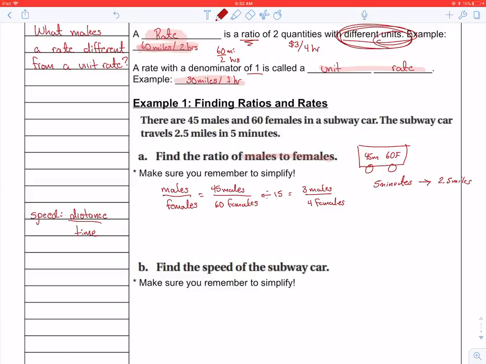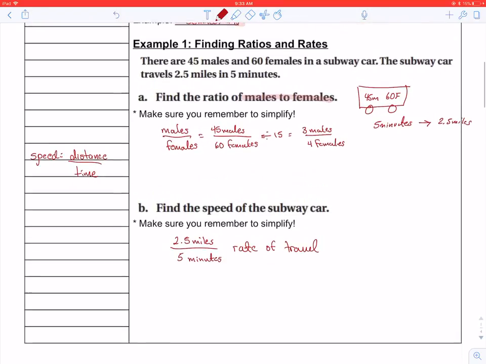And here in this scenario, our distance is 2.5 miles, and the time that it took to travel that 2.5 miles was 5 minutes. And so this would be considered my rate of travel, my rate of speed. But that doesn't really make sense as far as how we talk about speed. We don't talk about, like I said earlier, 60 miles every 2 hours, or we're not going to say 2.5 miles every 5 minutes.